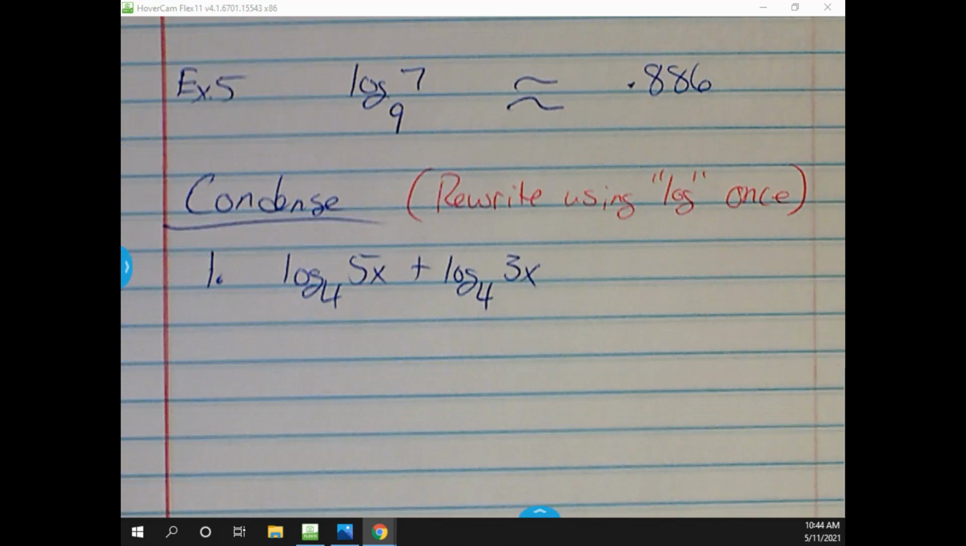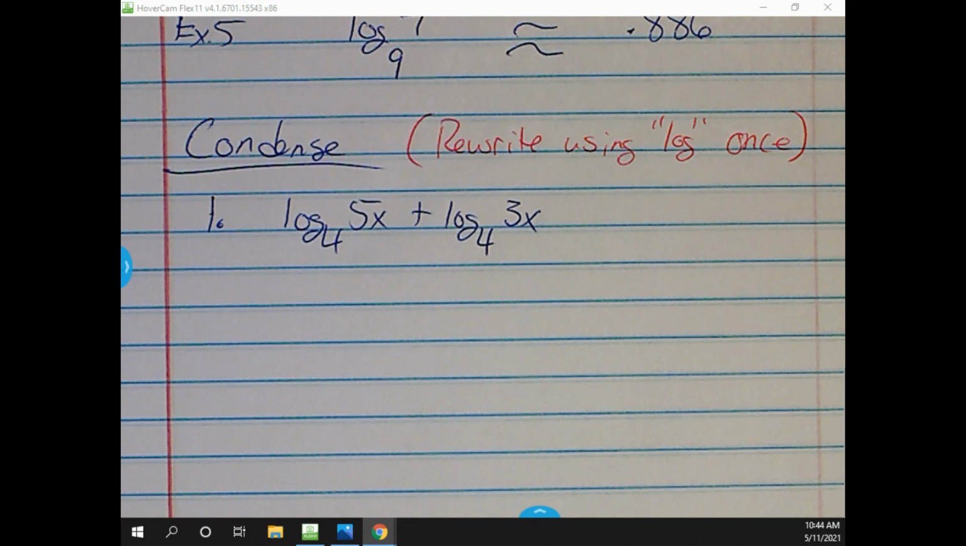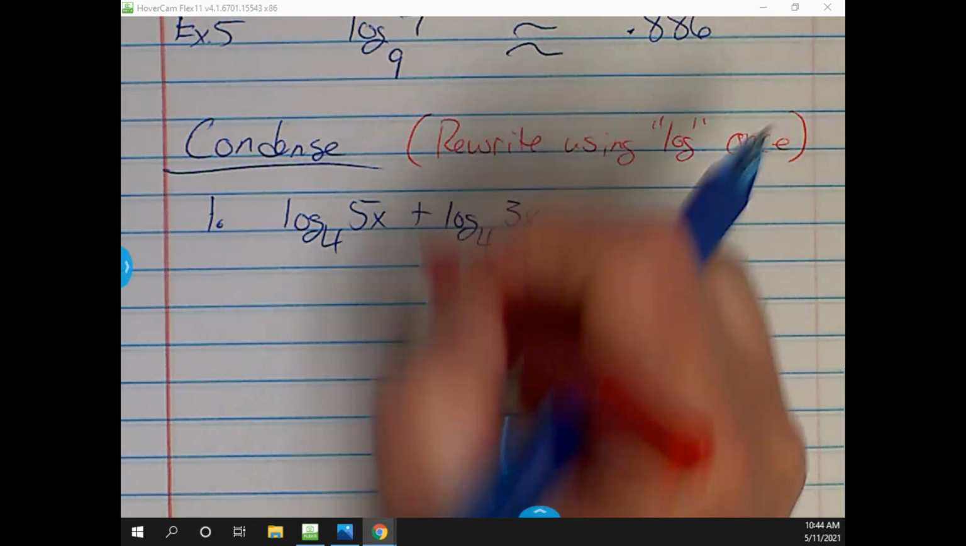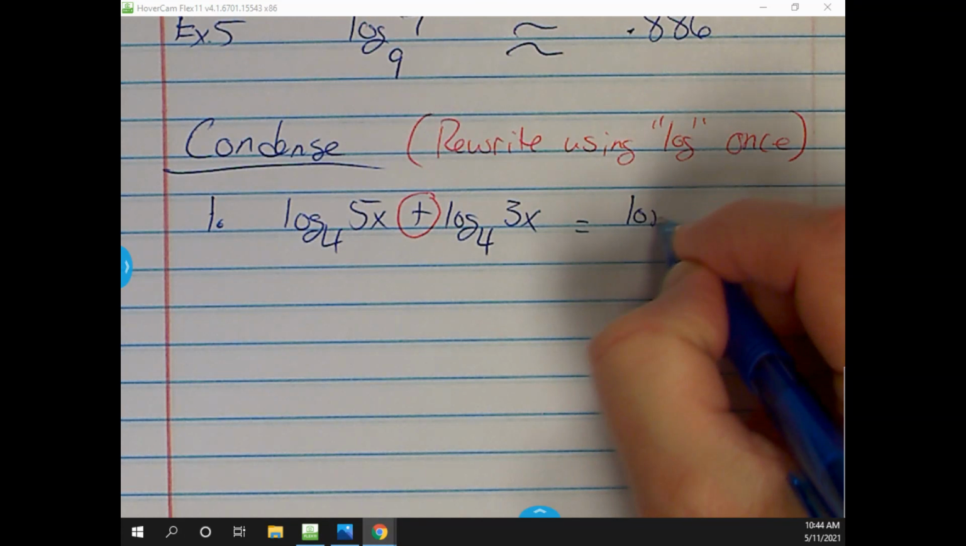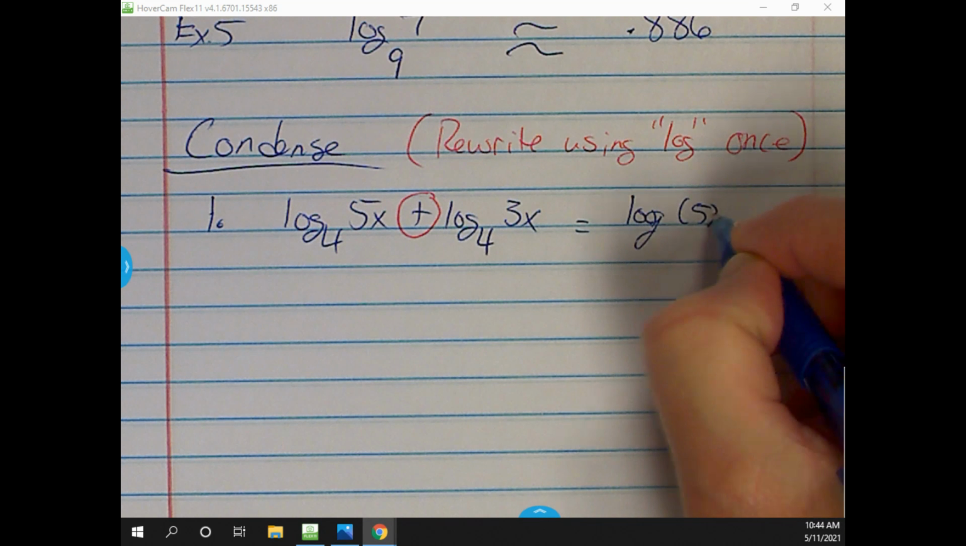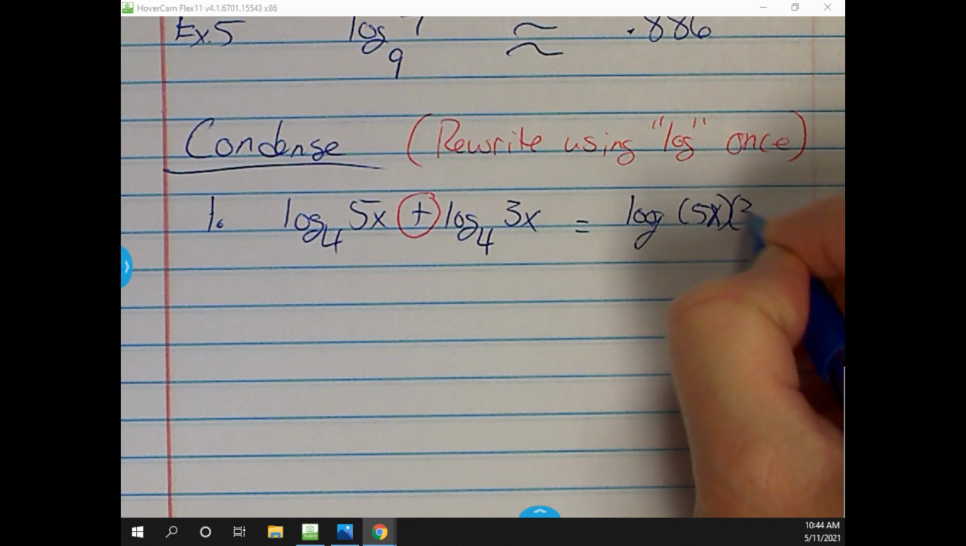So it may start off with something like this, where we've got log of 5x plus log of 3x, and they're both base 4. Okay, so this is where you're kind of doing everything backwards. This has got a plus sign between the two logs, so that means that when we put these two back together, it's going to be 5x times 3x.